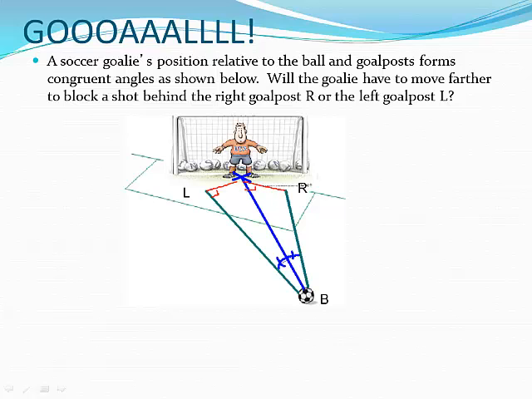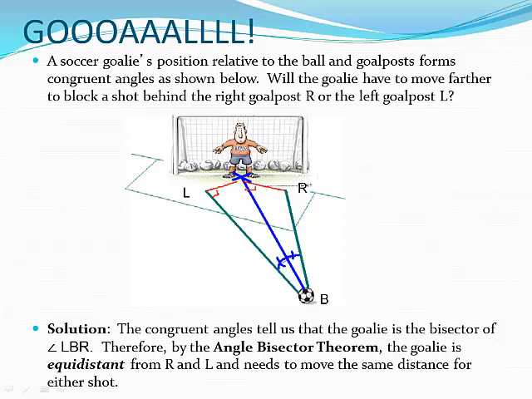Well, if we know that the angles are bisected, automatically what we can say by the angle bisector theorem is that the goalie is equidistant from R and L and needs to move the same distance in either shot. So it really doesn't matter. So that's how this can be used in sports. Again, I know a lot of goaltenders think angles, but maybe not in this regard.